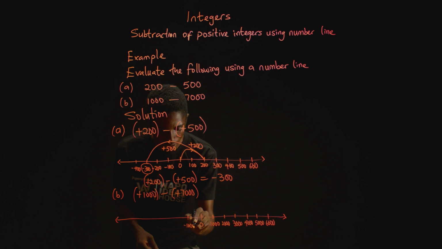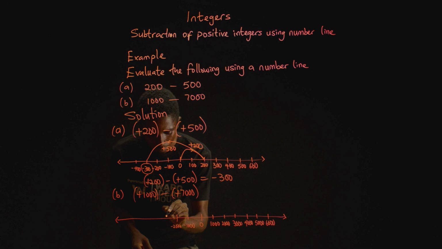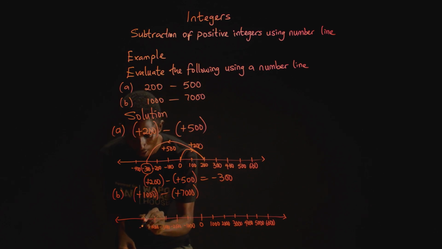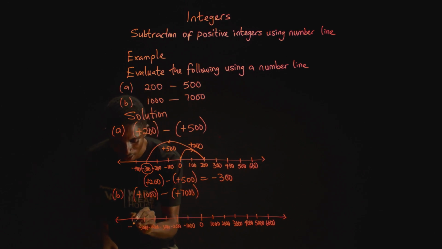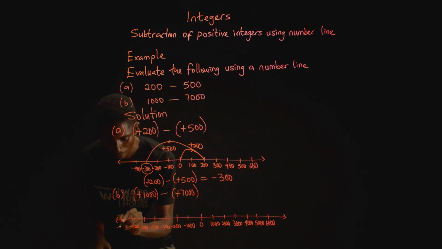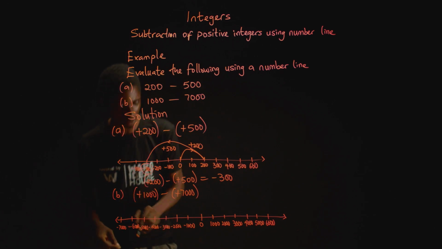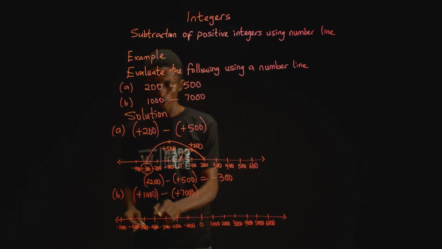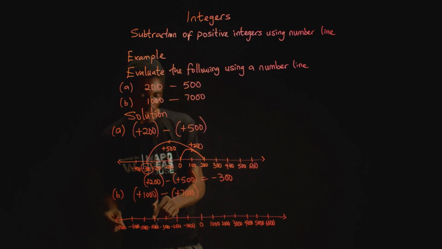Minus 1,000, minus 2,000, minus 3,000, minus 4,000, minus 5,000, minus 6,000, minus 7,000. Good. Now from 0, we are going to move to perform the plus 1,000.